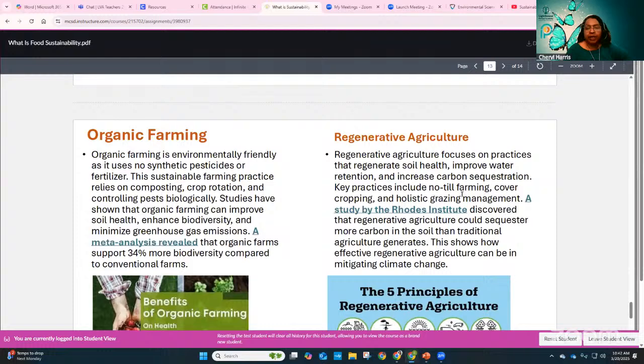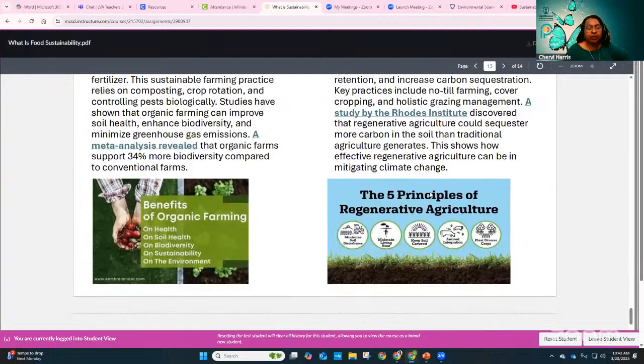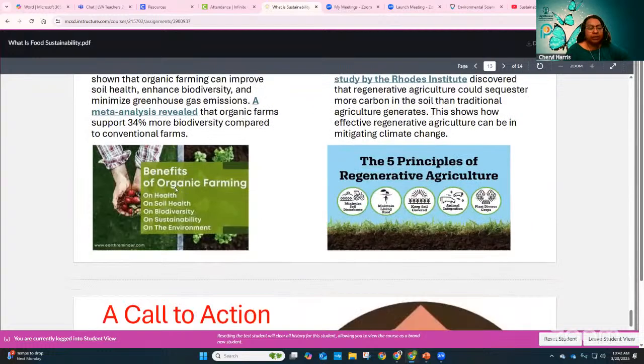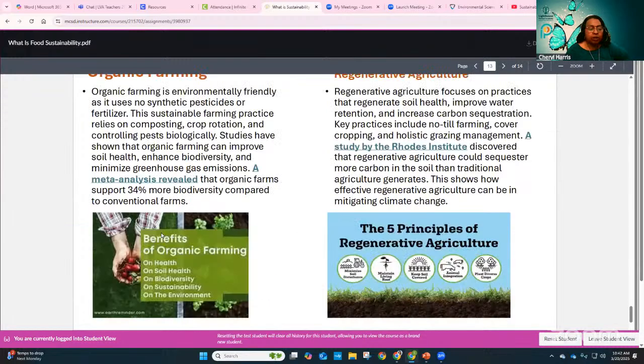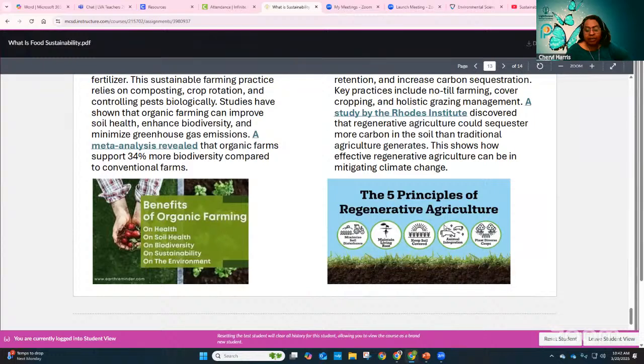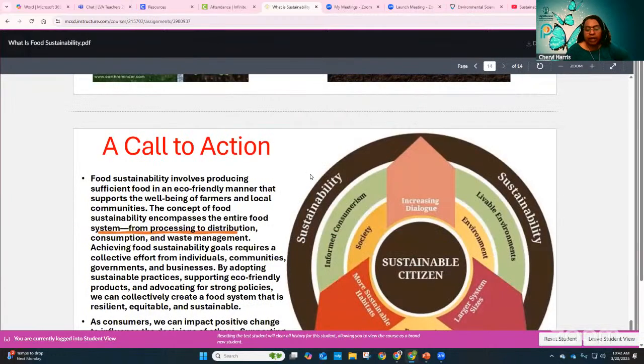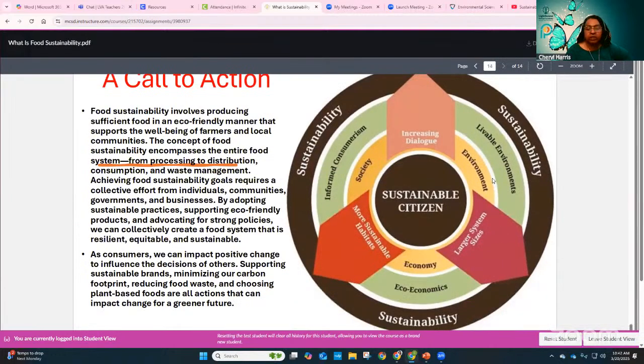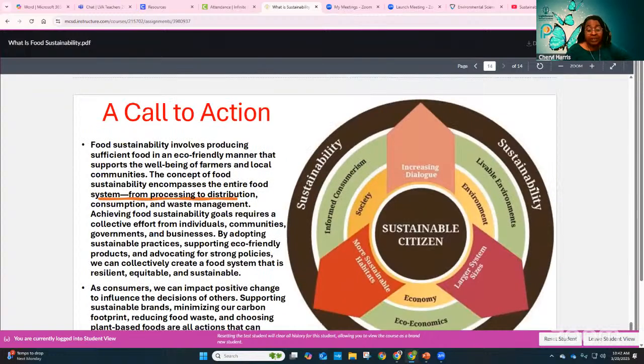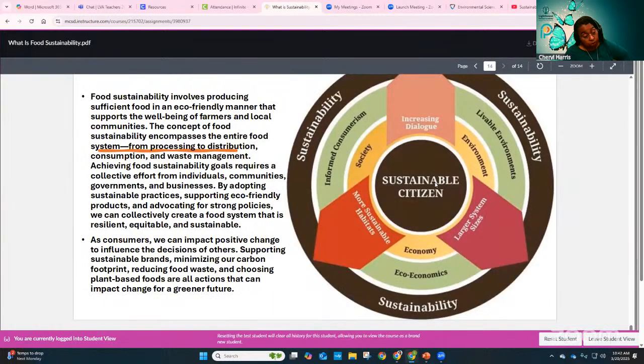All right, organic farming, regenerative farming, practices and things that will benefit. If we do this, in what ways will we be benefited? And then a call to action: what do we need to do as global citizens? So go through this, and this is similar to what you're about to do. So read that first.